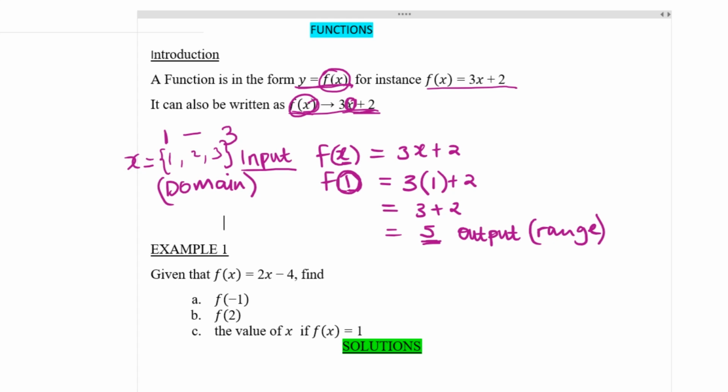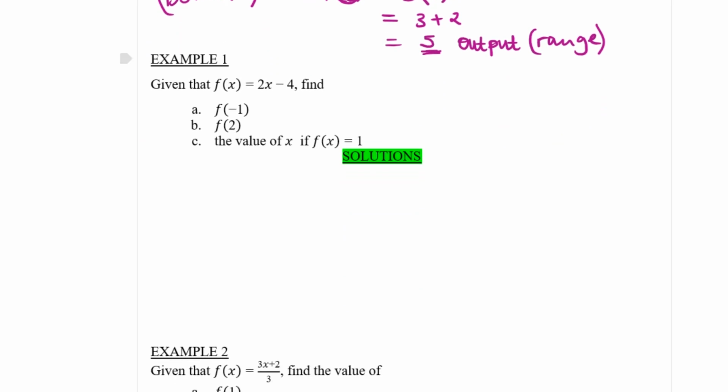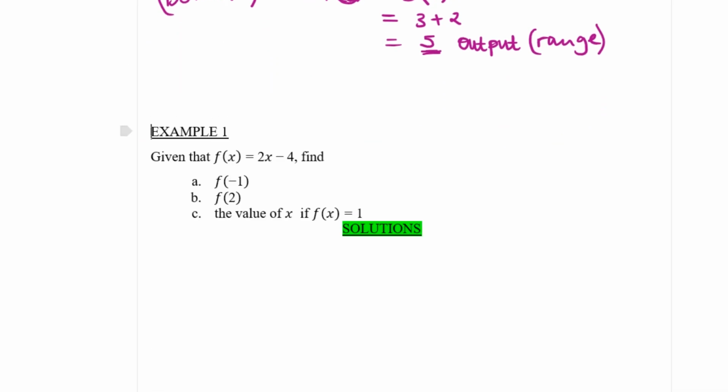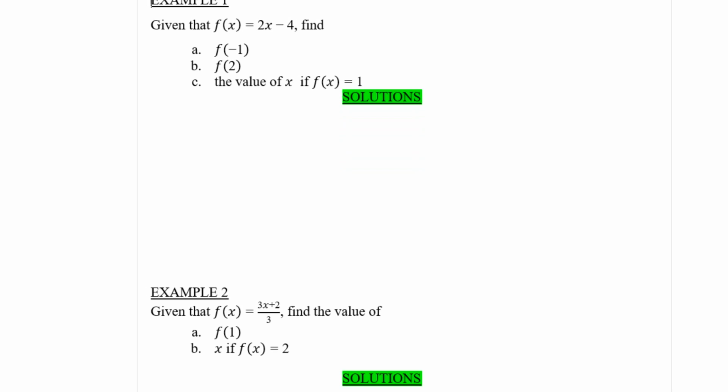Example 1 is saying, given that f of x is equal to 2x minus 4, find f of negative 1. So here we want to find f of negative 1, b f of 2, then c we want to find the value of x if f of x is equal to 1. So we are given f of x to be equal to 1. If f of x is equal to 1, what will be the value of x?